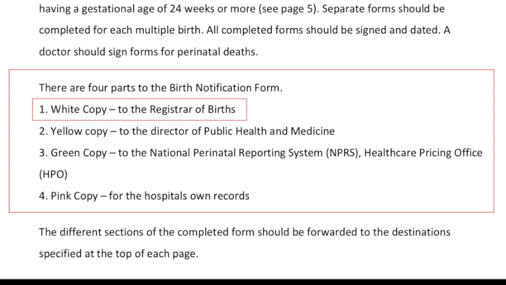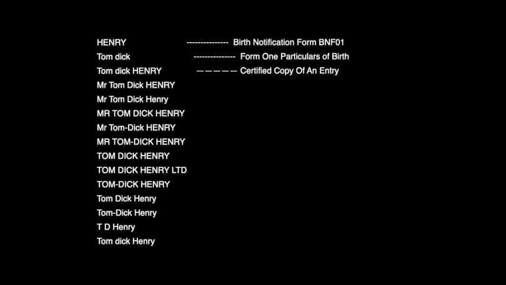Remember, there were 4 parts to the birth notification form in the first video. The top part went to the birth registrar. Now, the second part went to the perinatal, the third part went to the health pricing, and the last part stayed at the hospital. Now, all these departments, whether it's for dental, doctor, school, whatever them headings are for, your name will appear like that, Mr. Tom, Dick, Henry, in capital letters in all of these different departments, yeah?